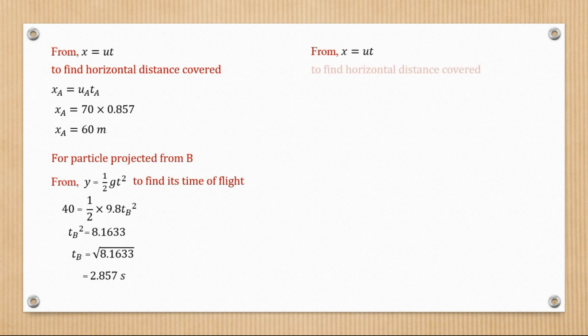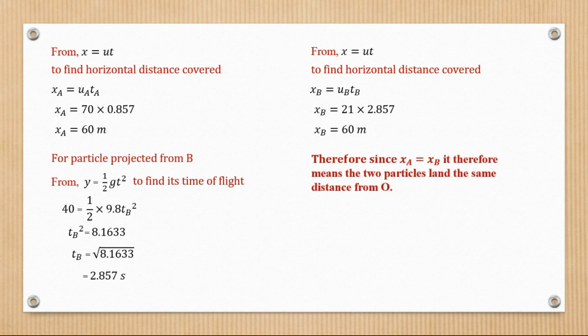So from x is equal to ut, we can find the horizontal distance it covers. So xB shall be equal to uB times tB. So we have the time of flight of that particle times its initial velocity. So it's going to be 21 times 2.857, which xB shall also be equal to 60 meters. So now we see something identical on both sides. Therefore, since xA is equal to xB, it means the two particles land the same distance from O, and that distance is 60 meters.